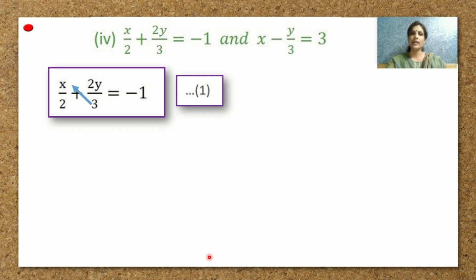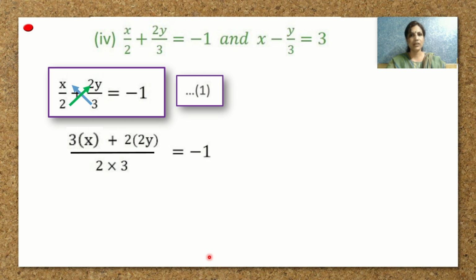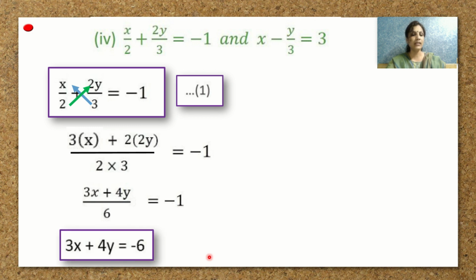3 into x, plus sign as it is, 2 into 2y. So it's like this, upon 2 into 3. And this is equal to minus 1. So we got 3x plus 4y upon 6 is equal to minus 1. Let's shift this 6 to the right side. So we get 3x plus 4y is equal to minus 6.